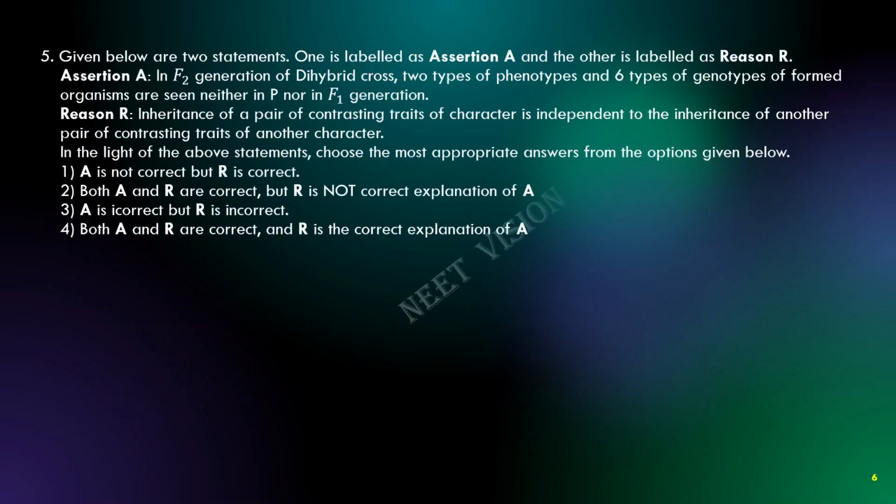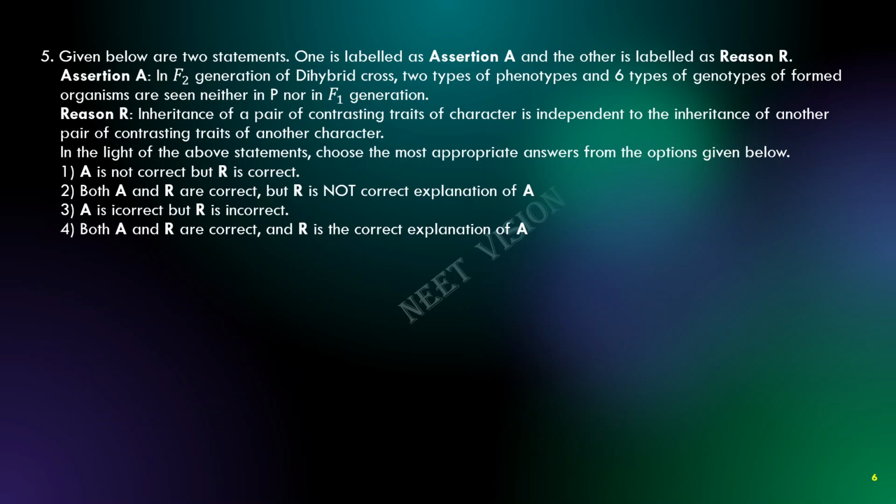Coming to the next question. Assertion reason. In F2 generation of dihybrid cross, 2 types of phenotypes and 6 types of genotypes of formed organisms are seen neither in P nor in F1 generation. So, a little bit carefully how to read and understand it. What he wants to say is 6 types of genotypes are not found in the parental generation, F1 generation.